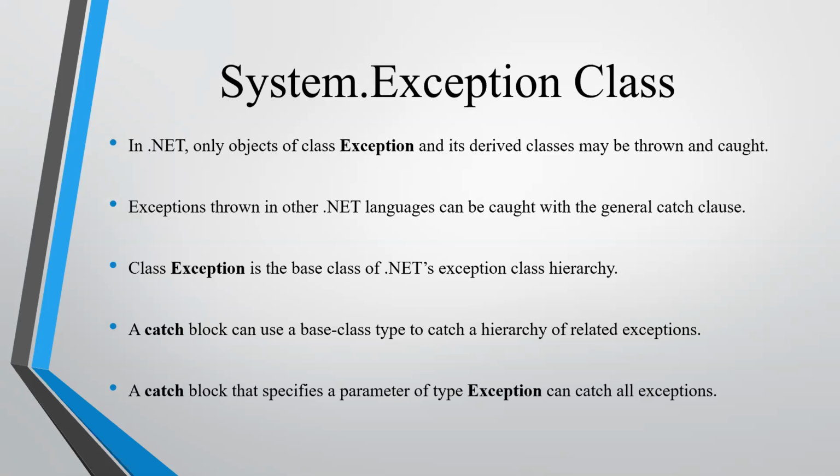Let's talk about the System.Exception class. So in .NET, only objects of class Exception and its derived classes may be thrown and caught. In other words, System.Exception is the parent class for all the kinds of exceptions we encounter, be it system exceptions or application exceptions in our .NET framework.